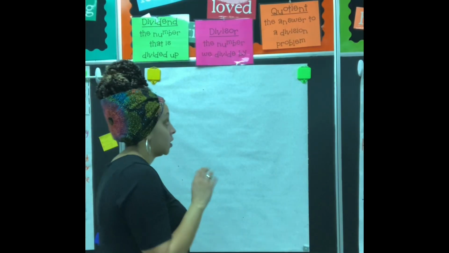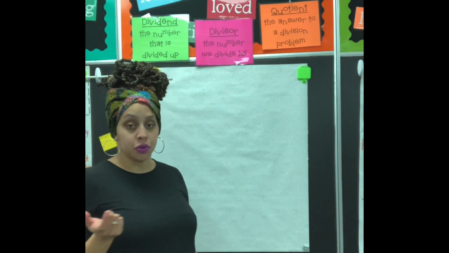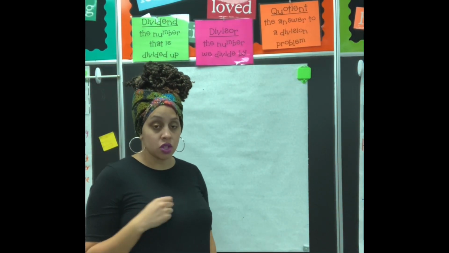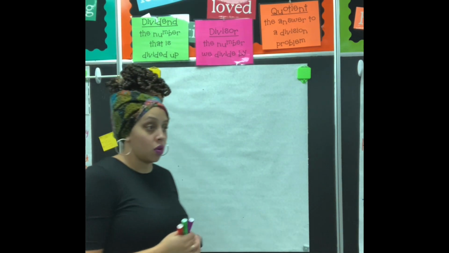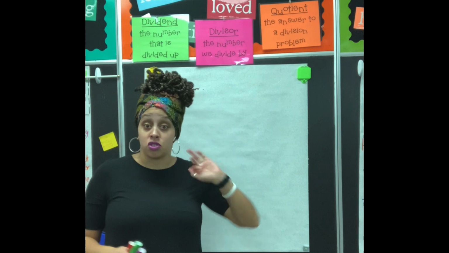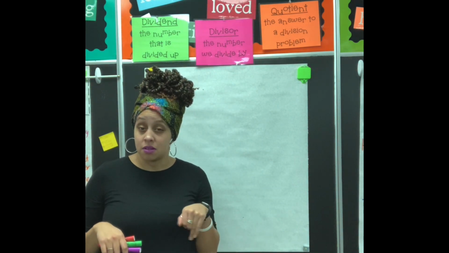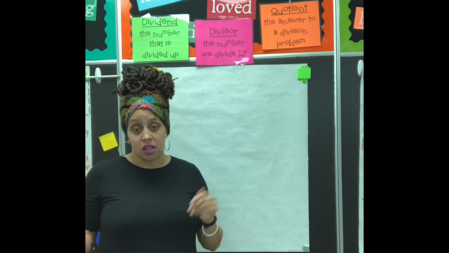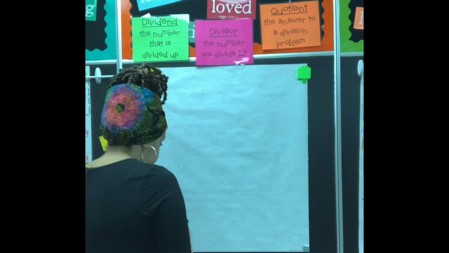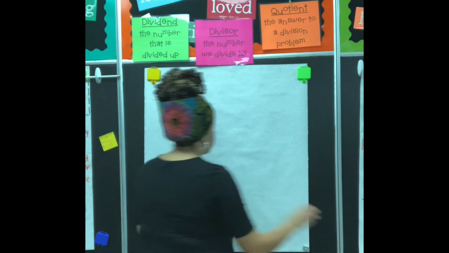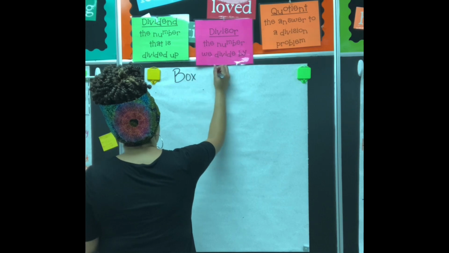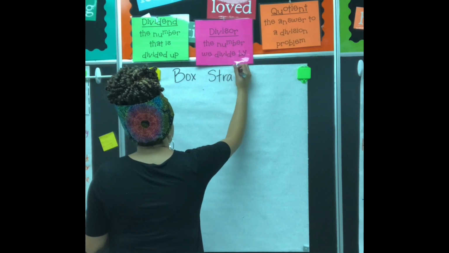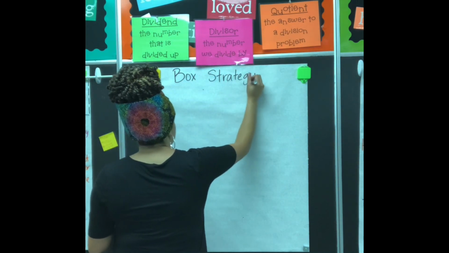So on page 48, we're going to do our next strategy. This is called the box strategy. On the right-hand side of our journal, you are going to write the box strategy. On the left-hand side, you should have flaps because hashtag instructions. So on the top of page 48, you are going to write the box strategy.